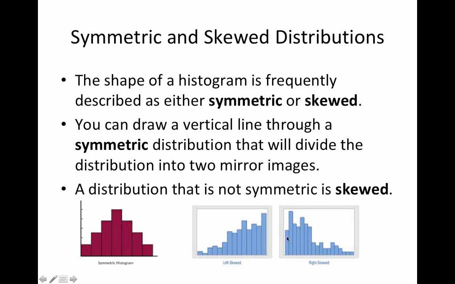Left skewed and right skewed occurs when you have a distribution that's not symmetric, but also has a tail trailing off in one direction or the other. The direction of the skew is the direction of the tail. So on this particular histogram, the tail goes to the left, so this is left skewed. On this histogram, the tail goes to the right, so it is right skewed.